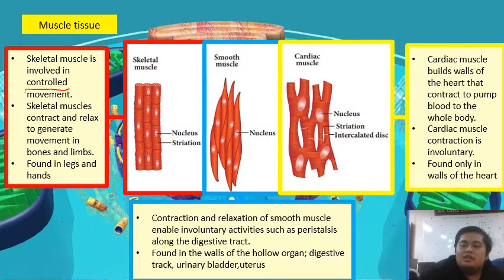So cardiac muscle is used to build up the heart, the walls of the heart, so that it can contract to pump the blood to the whole body. So the cardiac muscle contraction is involuntary and found only in the walls of the heart. So untuk cardiac muscle ni kita hanya boleh jumpa dia dekat jantung sahaja.